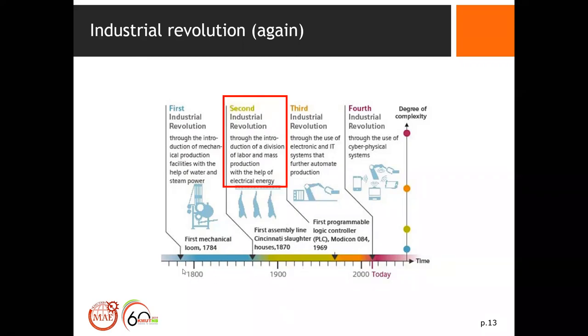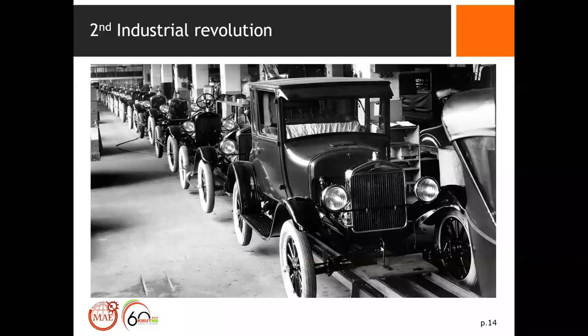And as you can see here, we started the first industrial revolution around 1780 to 1790. It lasted about 100 years. And again, the second one also lasted about 100 years. But the third one is shorter. And today we are in the year 2020. I'll discuss this later.